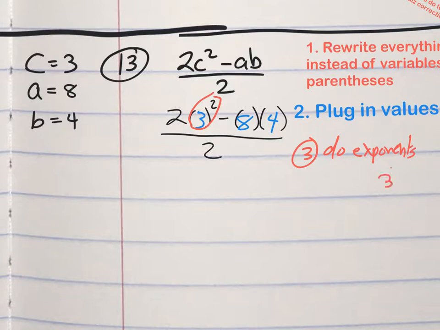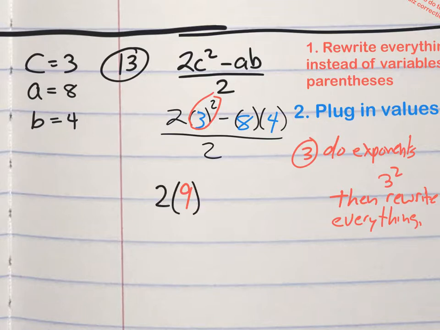And that's 3 squared. You could follow PEMDAS, but because this is a correction, I want you to explain every single step and every thought process in your head, as if you were explaining it to somebody that doesn't know how to do it. So step 3 is to do the 3 squared, and we're going to get 9. Then you rewrite everything. We have the 2, we could keep parentheses on the 9, the minus, the 8 times 4, and over 2.